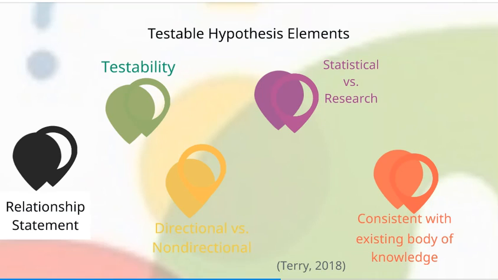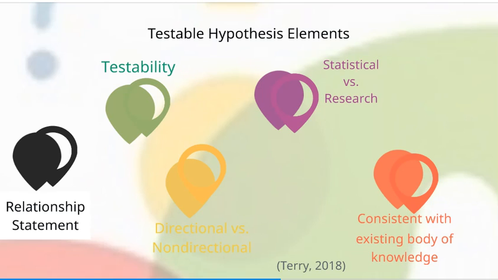A hypothesis can fail testability if the researcher didn't predict the anticipated outcome, hasn't utilized observable or measurable variables, or failed to use objective phrases in the wording of the hypothesis.